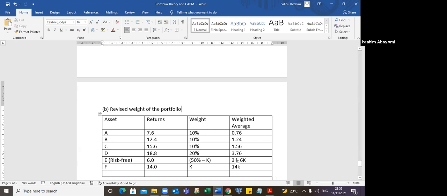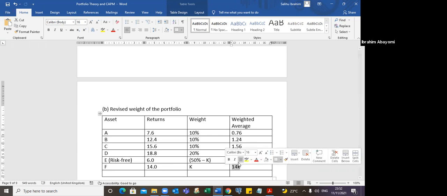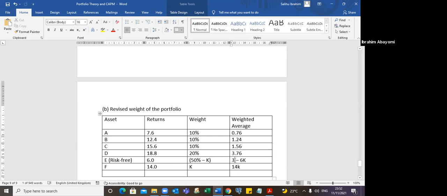Now look at this one. This one is minus 6K, and this one is plus 14K. 14K minus 6K will give us 8K. Am I correct? Yes, sir. So I'm going to get 10.32 plus 8K.